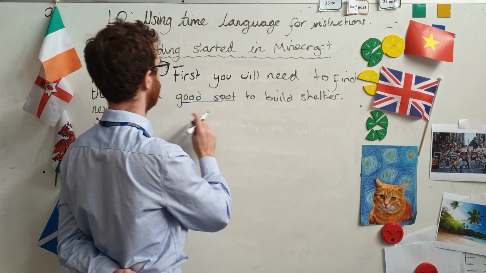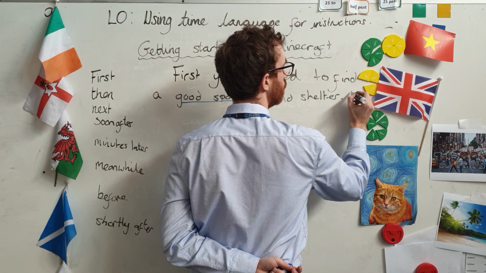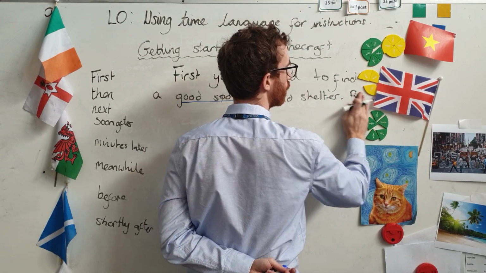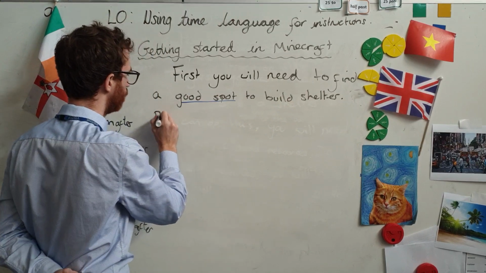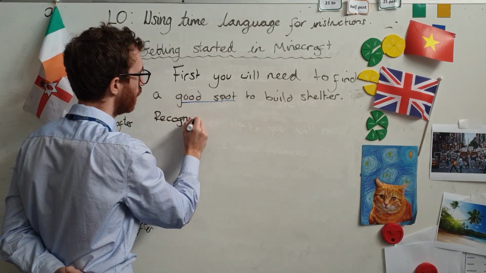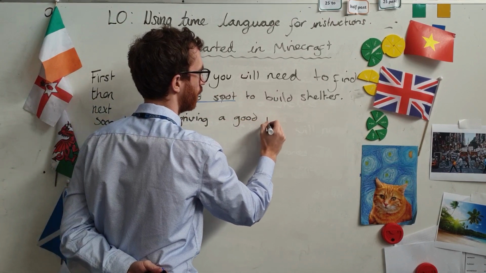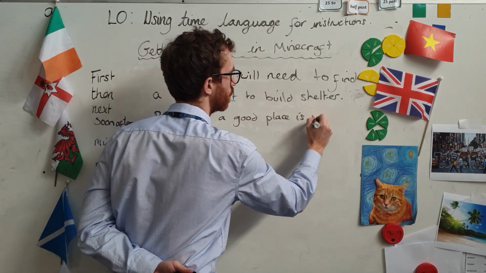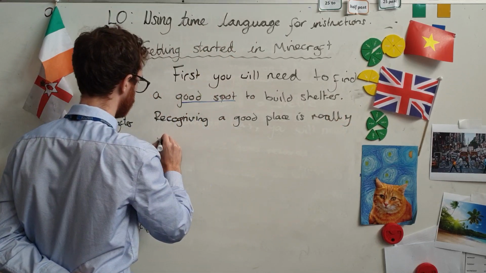First you will need to find a good spot to build a shelter. I'm going to go onto a new line because I can't quite fit it in there. I don't want to do half a word. So, recognizing a good place is really important.